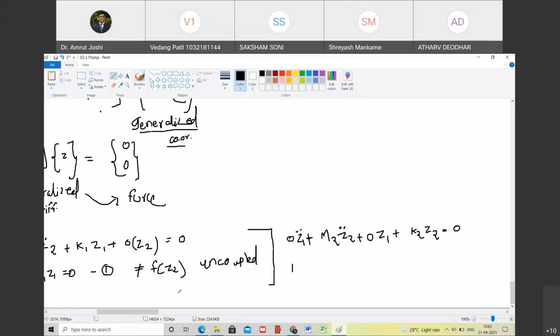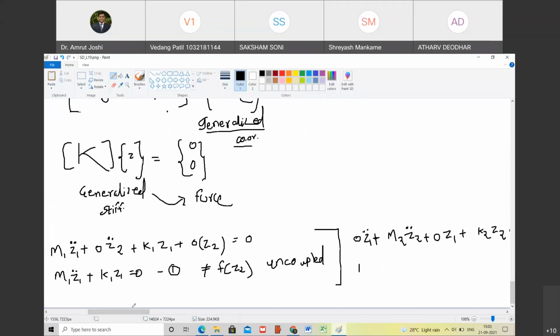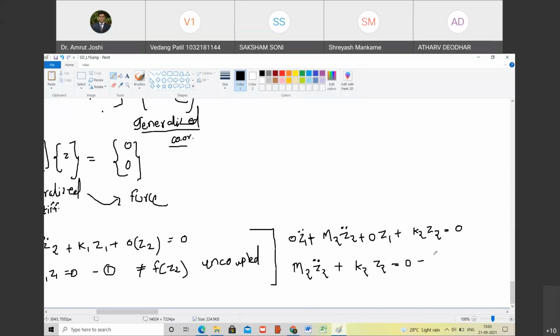Because now the 2 degree of freedom system has been reduced to 2 single degree of freedom systems, depicted by equation 1 and equation 2, which I am going to write now. So it is M2 Z2 double dot plus K2 Z2 equal to 0. This is the second equation.